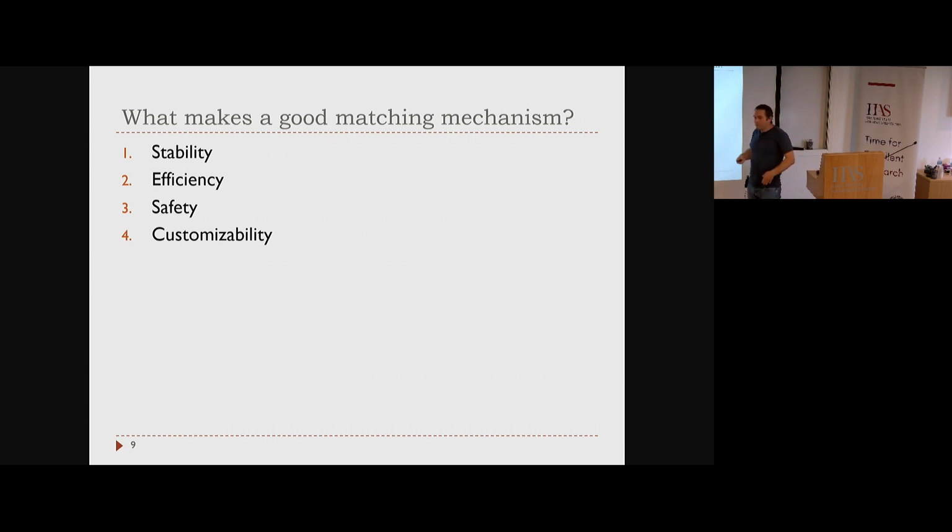So that's stability. Stability is the property that there is no pair of applicant and program that, after the fact, after the matching is already posted, would like to deviate together somehow, to become a match pair instead of the matching that was assigned to them.